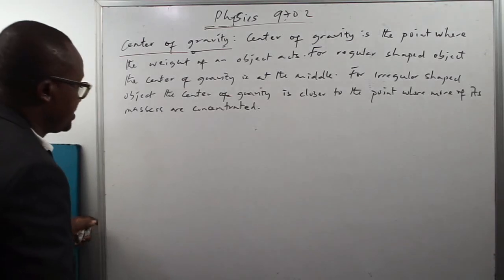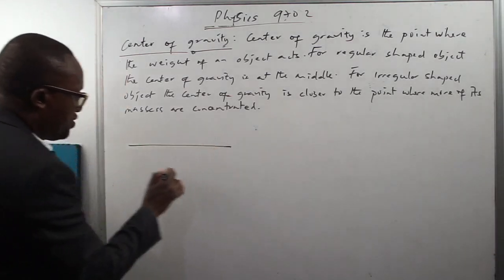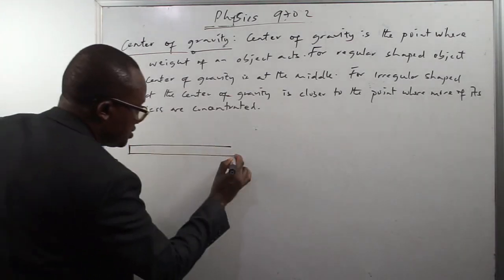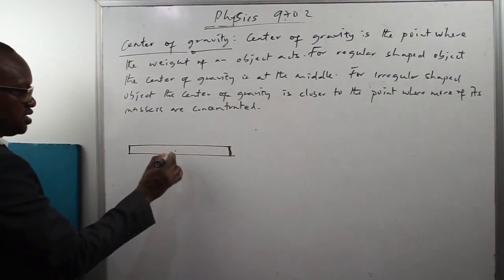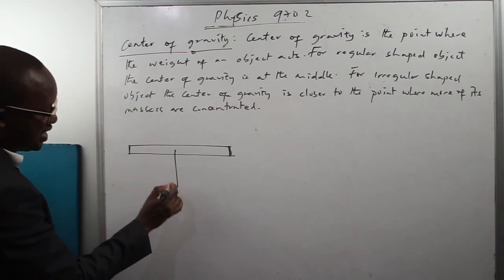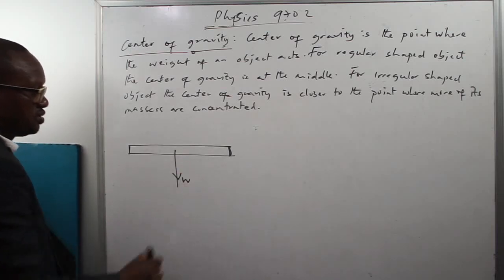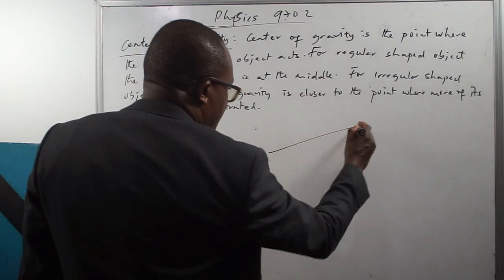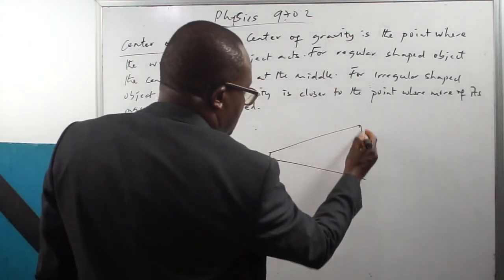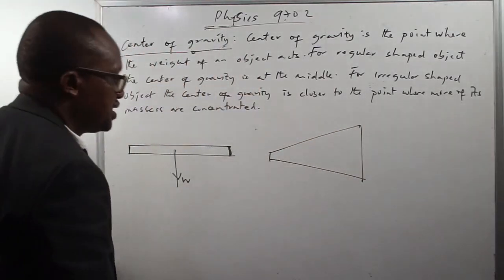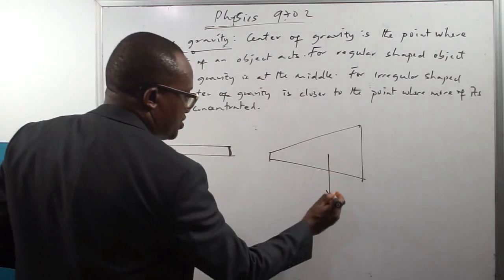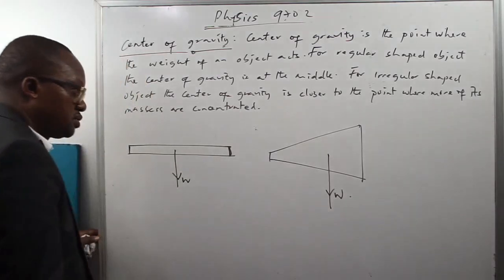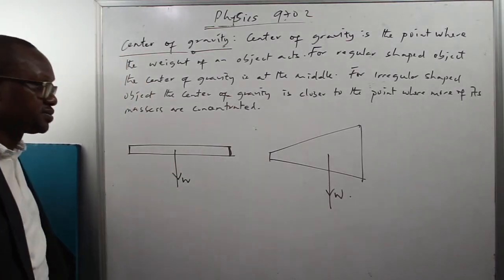What do I mean by this? If you have an object like this, you can tell that this object has a regular shape. Center of gravity is at the middle, so the weight acts vertically downwards at the middle. If you have an object like this, it is not a regularly shaped object. Center of gravity will be closer to the point where more of its mass is concentrated. Is that okay?